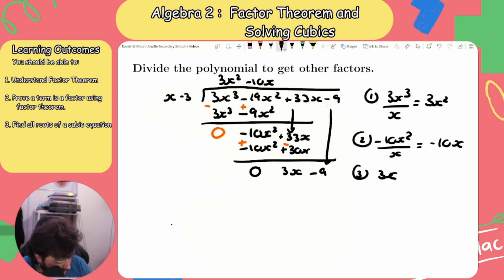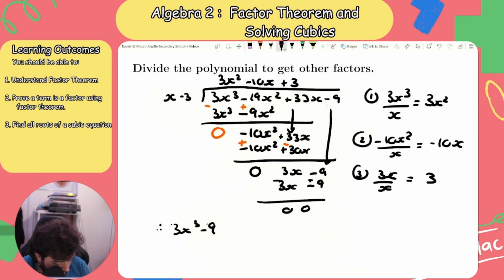Finally, 3x divided by x equals 3. 3 times x is 3x. 3 times minus 3 is minus 9. Change the signs, 0, 0. Therefore, 3x cubed minus 19x squared plus 33x minus 9 is equal to x minus 3 times 3x squared minus 10x plus 3.